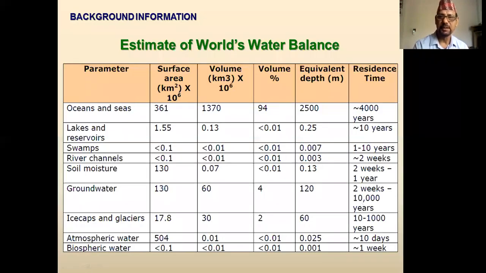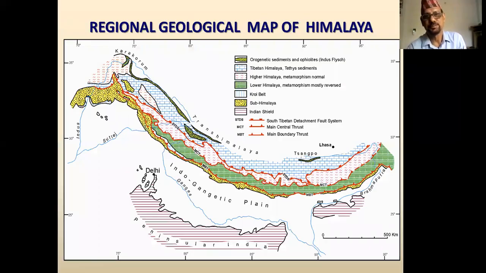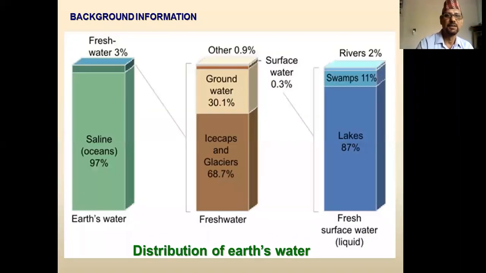So a very limited amount of water is available on the earth, and we have to focus on this freshwater resource that is only around 3 or 4%. Among that 3% of freshwater, 30% of the volume is groundwater, and ice caps and glaciers occupy almost 68.7%. Among the other water, surface water accounts for only 0.3% of the total available volume.